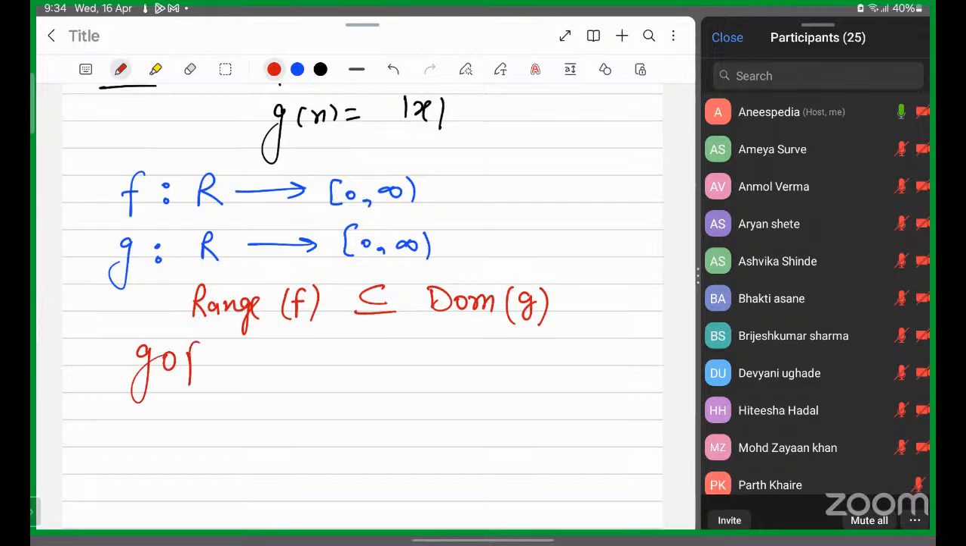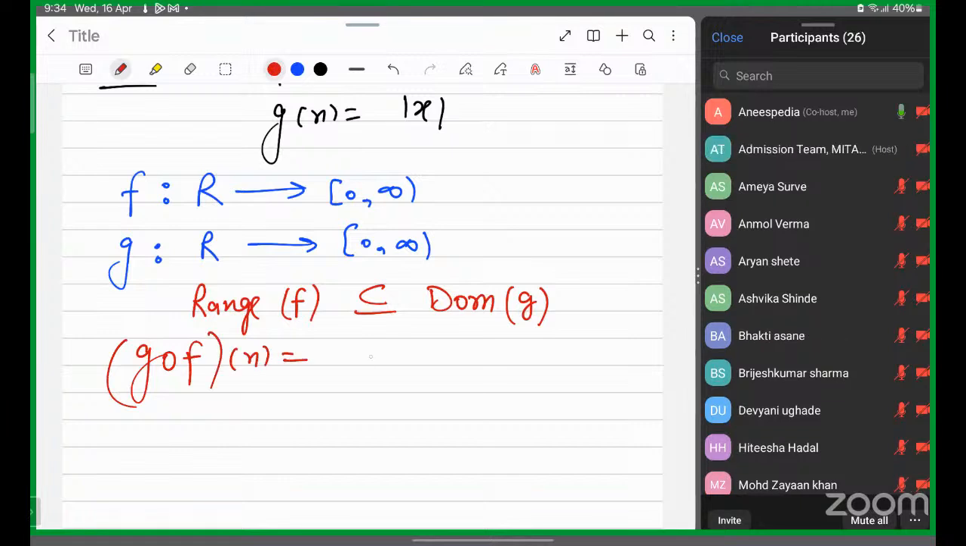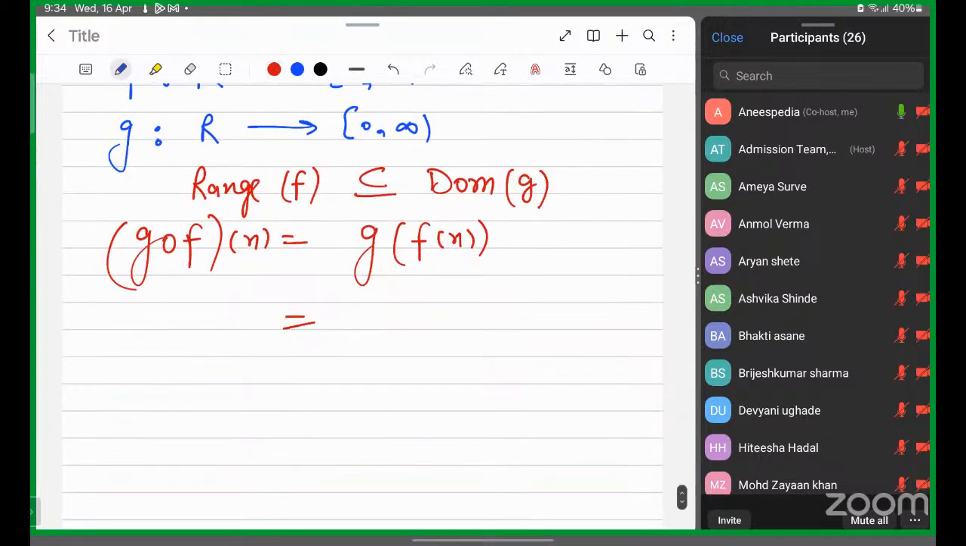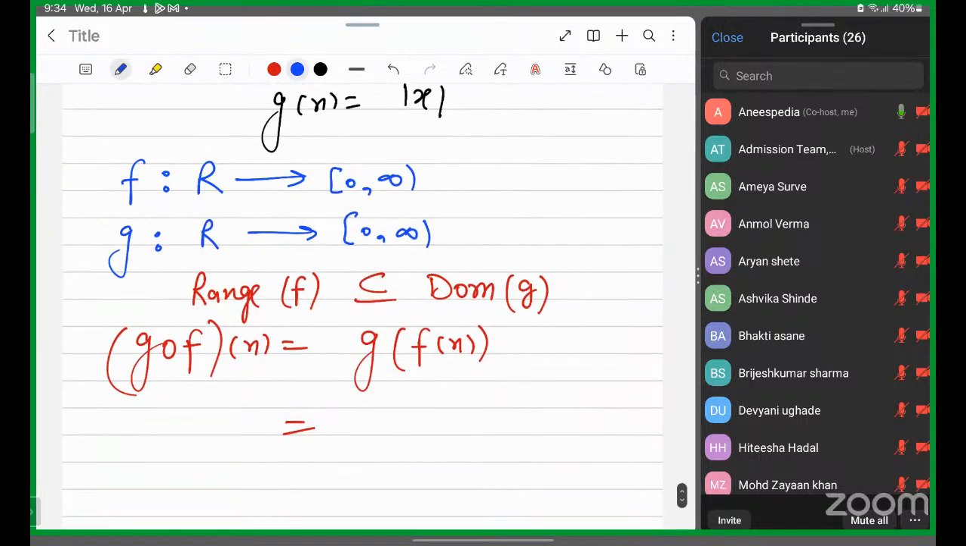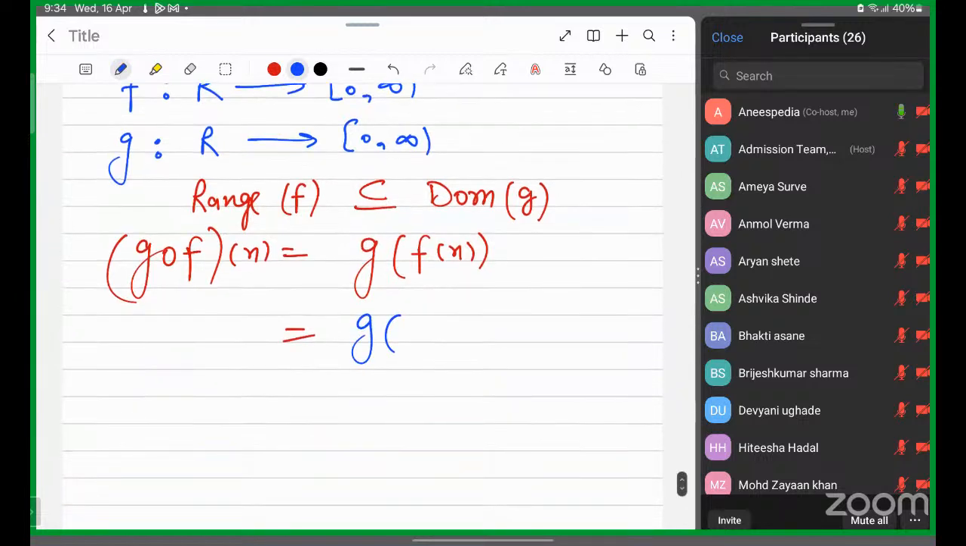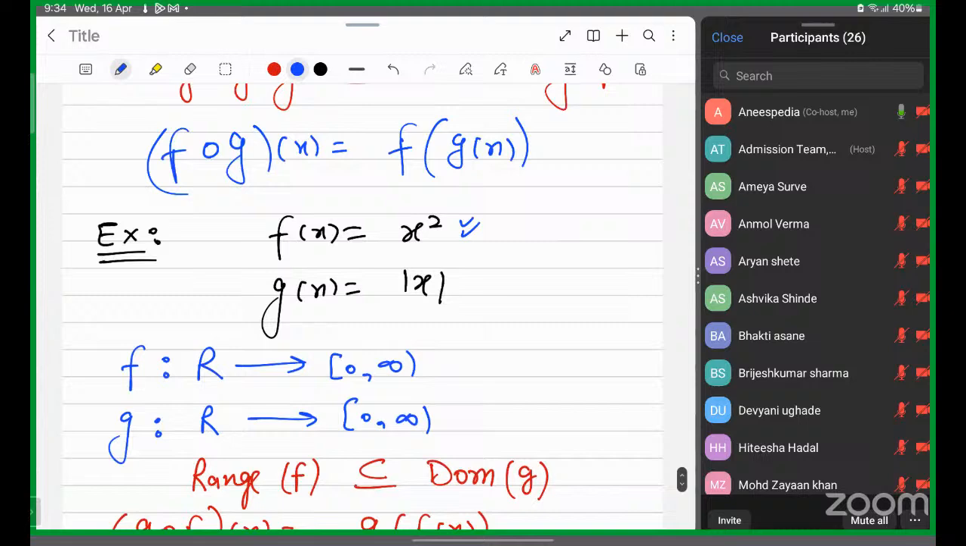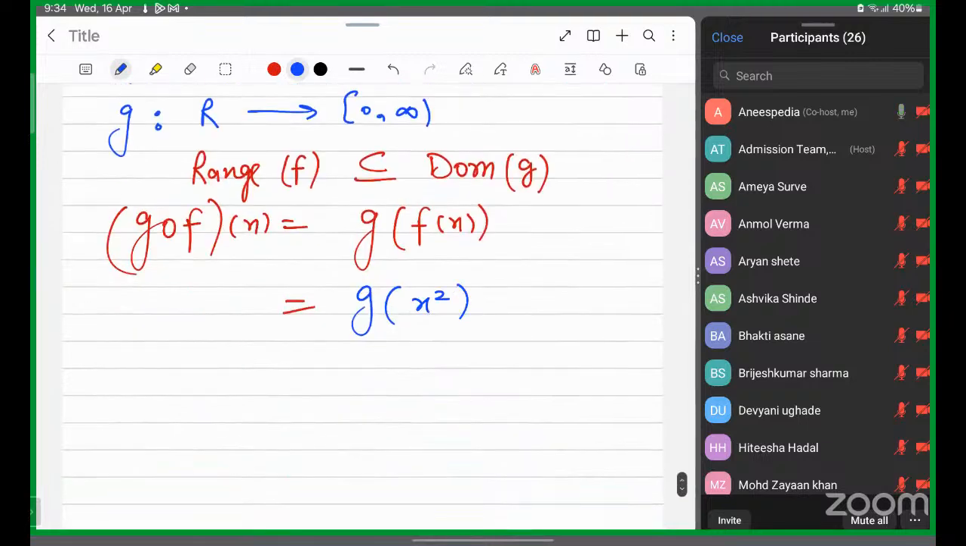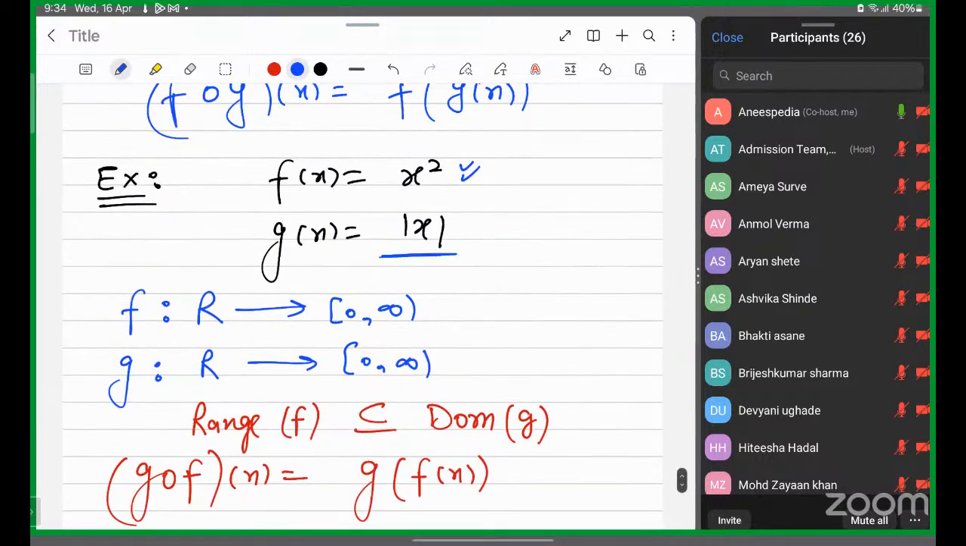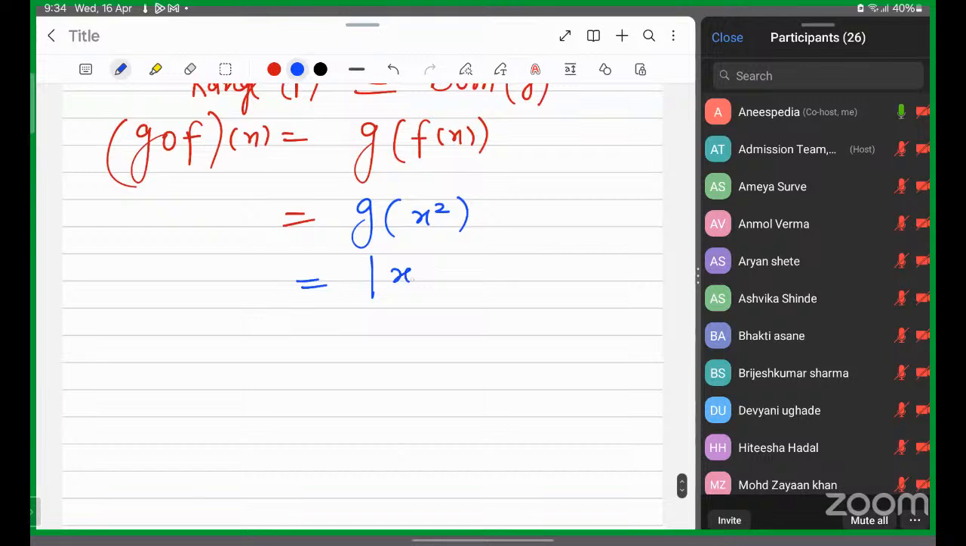So I can define g of f of x, which means in function g, you can input f. So function g will have input, sorry, input f of x. What is f of x? f of x is x square. So x square will be working as input for g. What is g? g is mod. So this will be mod with input x square.